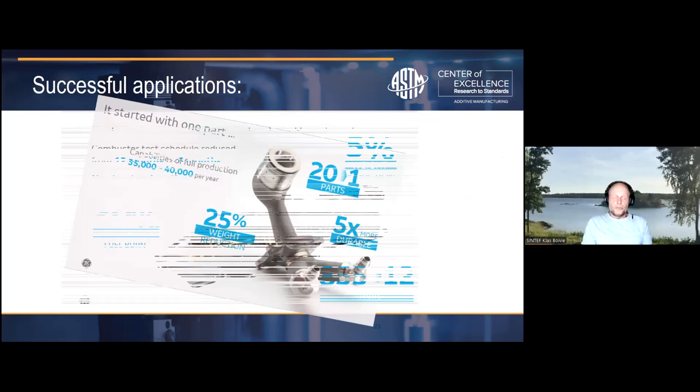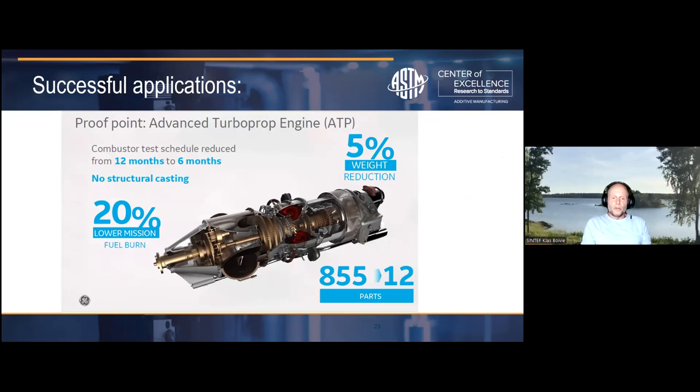GE also used AM for a test for a turboprop engine. The development schedule could be reduced from 12 to 6 months, so it was much faster. They didn't need any costly structural castings. They saved 5% of the weight, with 20% lower fuel burn. And it was 1,855 parts reduced into 12 parts. So it's a lot of savings there.